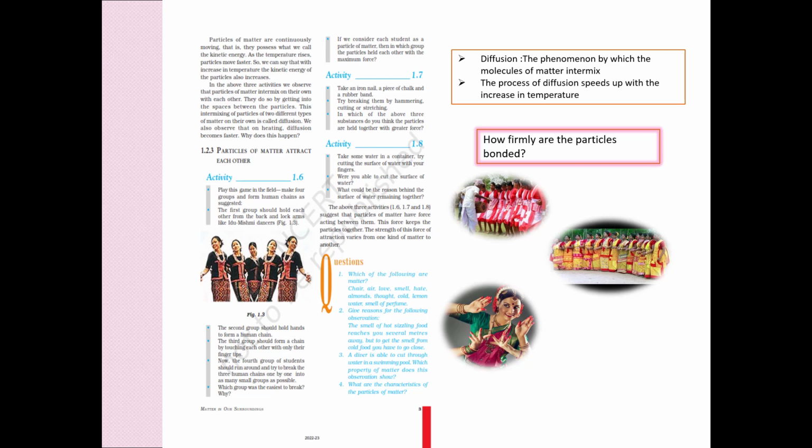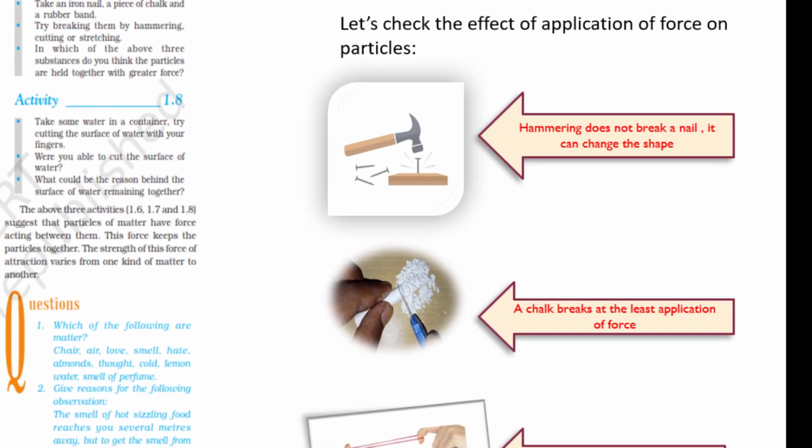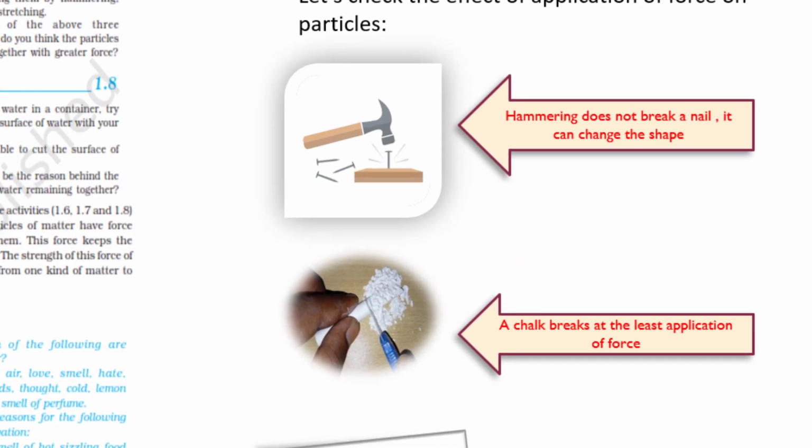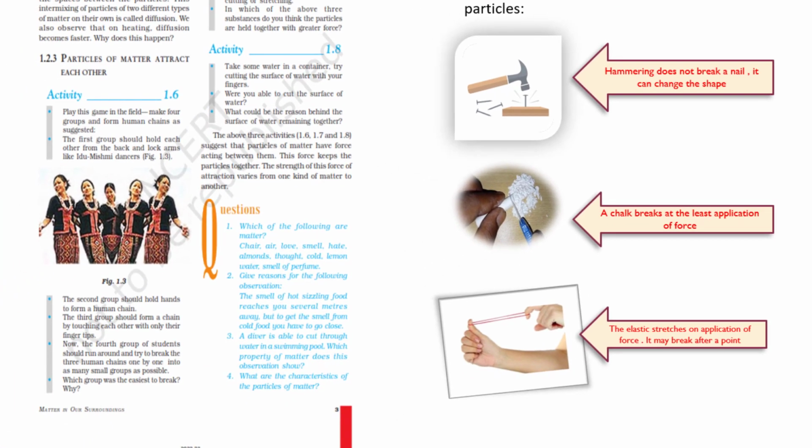Now, coming to the next experiment, 1.7. Here we take three solids. Mind it, we are taking three examples of matter. One is a nail, which is made up of iron. Another is a chalk, which is made up of calcium carbonate. And the third is an elastic rubber band. Whether it's a nail, a chalk, or an elastic rubber band, all of them are solids.